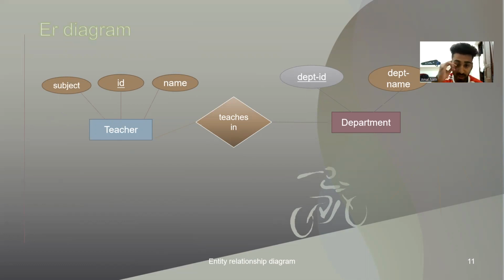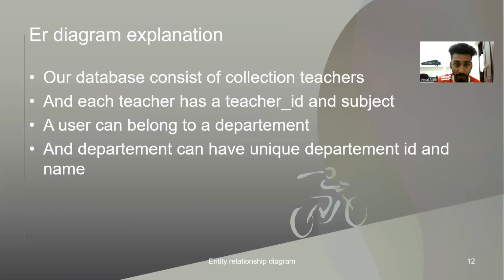And it has a relation which is teachers in the department, and department has two attributes, namely department ID and department name, where the department ID is the primary key value and it is underlined.